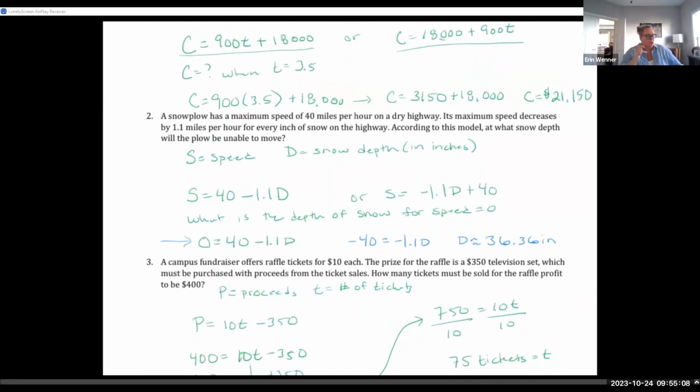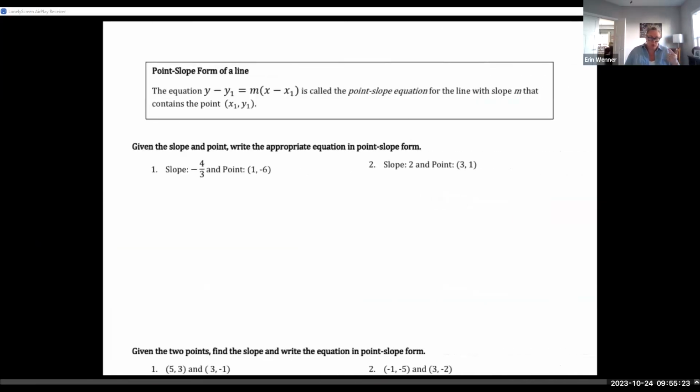Okay. So when we talk about types of equations of lines, there's 3 different models that we have. We have the slope-intercept model, which is what we've been dealing with so far. We have the point slope model, which is what we're going to look at next. And then we have the standard form, which is what we'll look at in 4D.